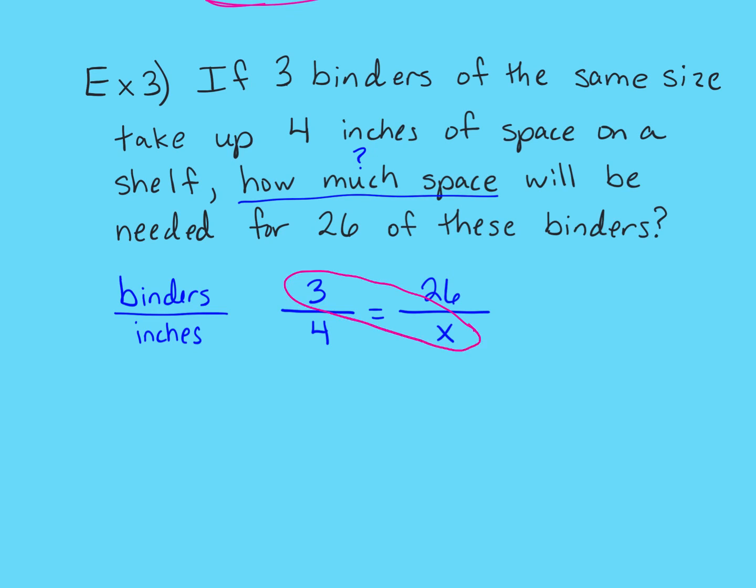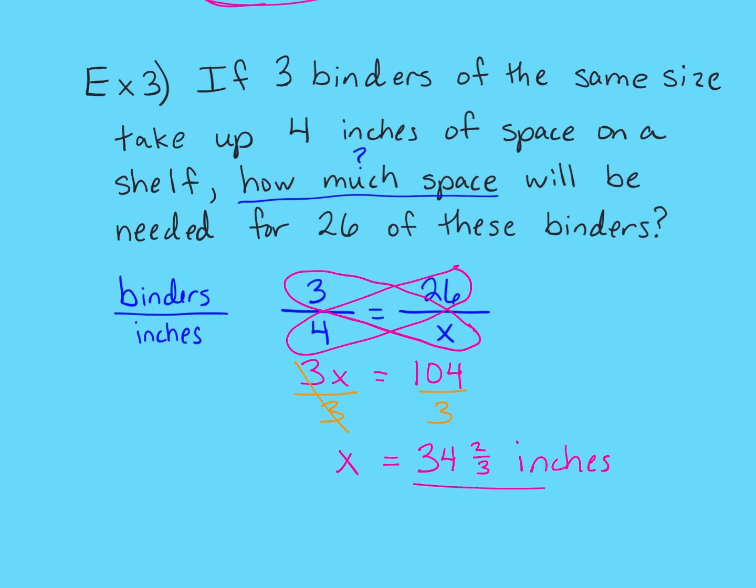3 times x is 3x. 4 times 26 is 104. And then last, we'll divide both sides by 3 to get x by itself. And x is 34 2/3. And we would say that is in inches. So we have solved this problem. You could have said that was 34.6 repeating inches as well.